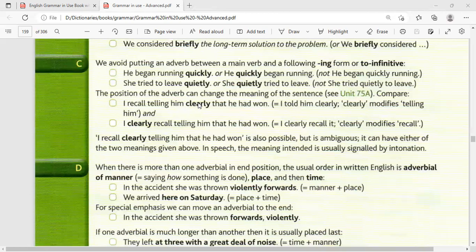Okay, so in the first one, when I say, I recall telling him clearly that he had one, it means that I told him clearly. I told him what? Clearly. So clearly here modifies telling. Modifies what? Telling. So it means I told him clearly. I told him what? Clearly.